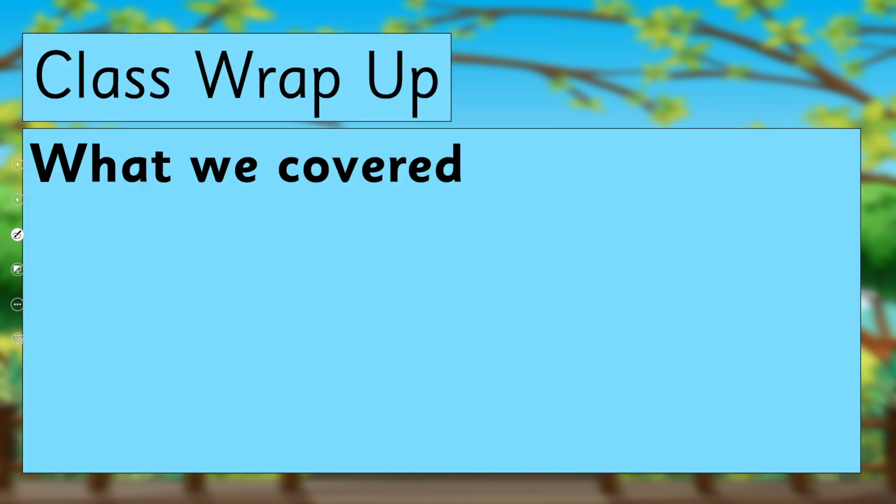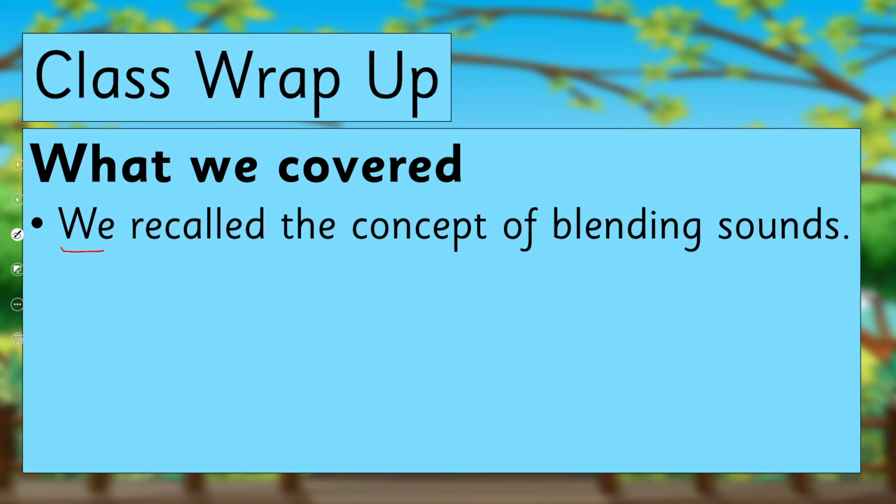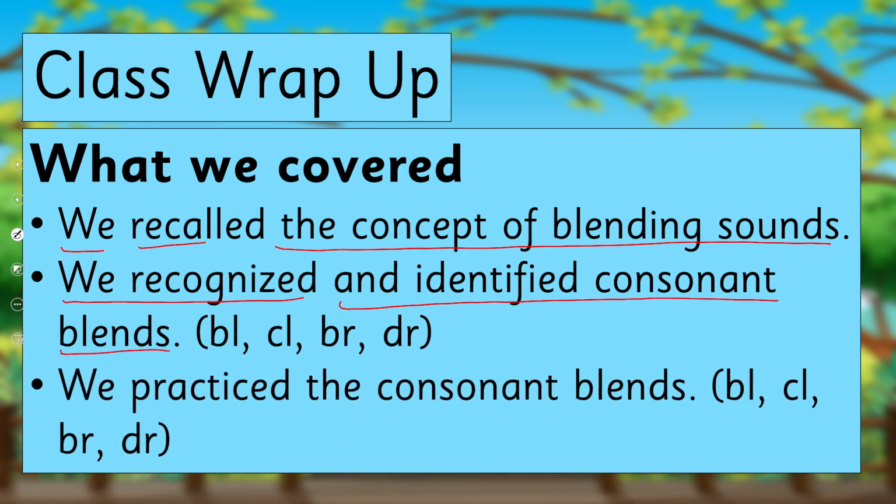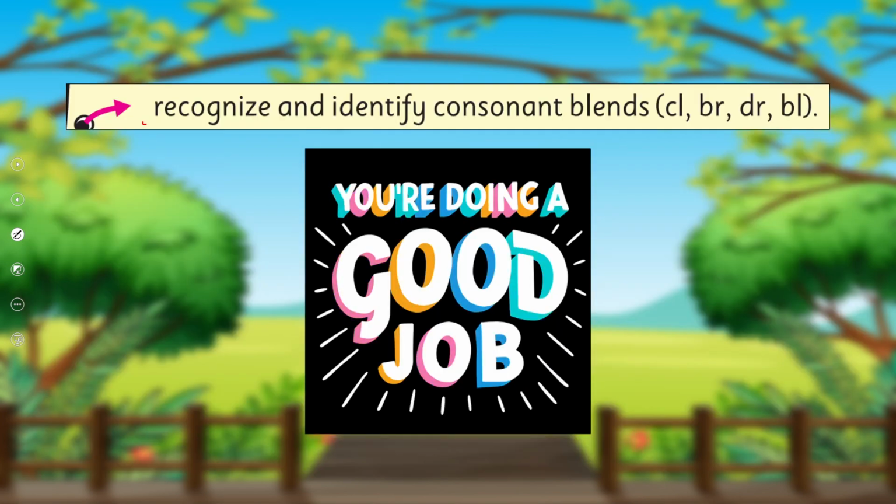So what we have learned today, we recalled the concept of blending sounds. We recognized and identified consonant blends, and we practiced the consonant blends. So in this way, we achieved our SLO to recognize and identify consonant blends. Are we done with it? Yes, so that's it for today.